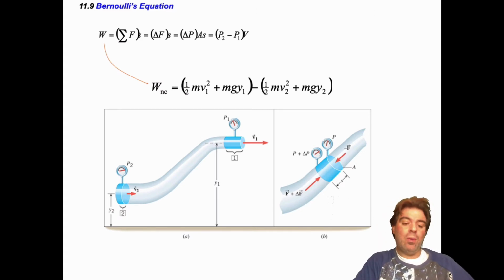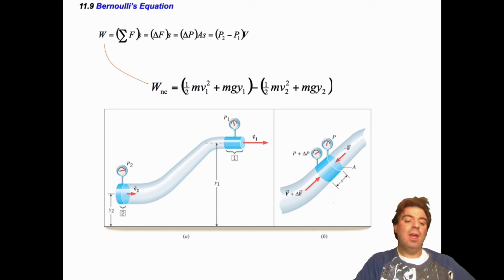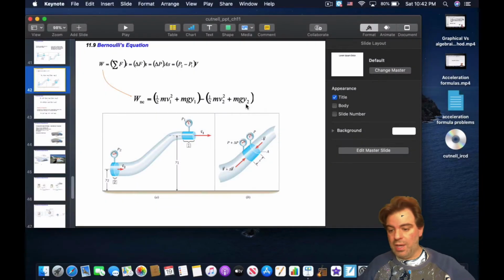So what do we have now? Now we have a change in the diameter, which according to the continuity equation is going to increase velocity, and also now we have a change in height. So let's derive Bernoulli's equation and let's see where this came from.